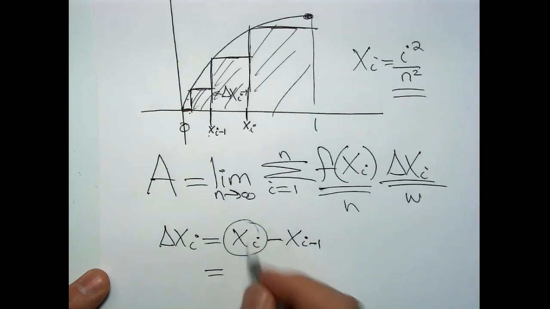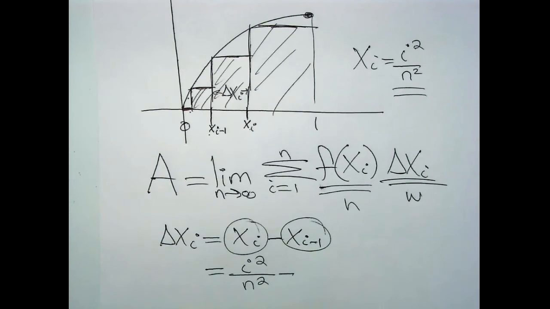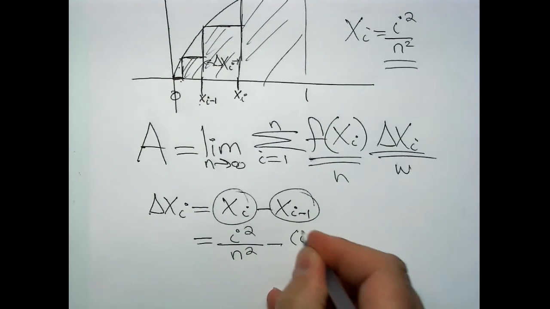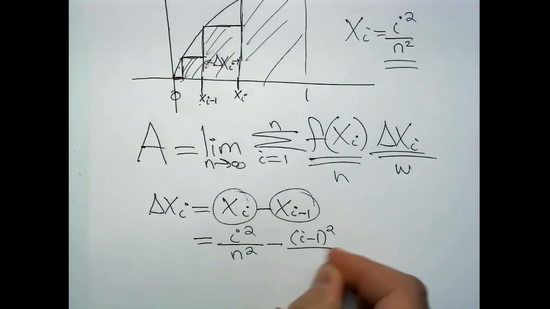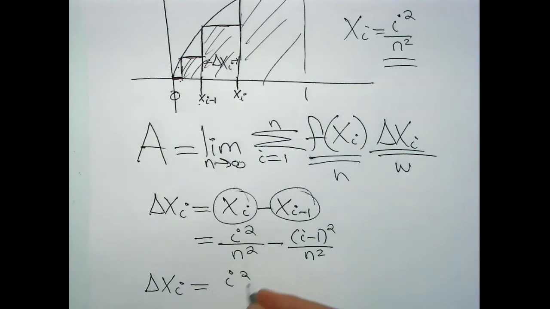So what's the formula for x sub i that we came up with? i squared over n squared. So what would the formula be for x sub i minus 1? I guess it's (i minus 1) squared over n squared. n doesn't change. So what's the formula for delta x sub i for this specific problem? Let's find out. i squared minus 2i plus 1, all over n squared.